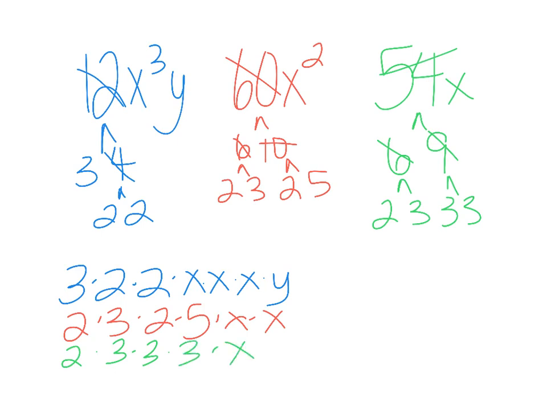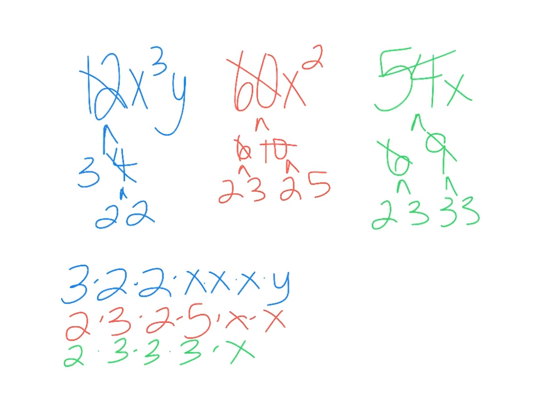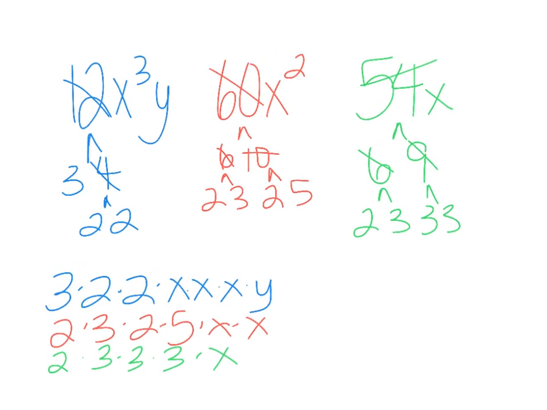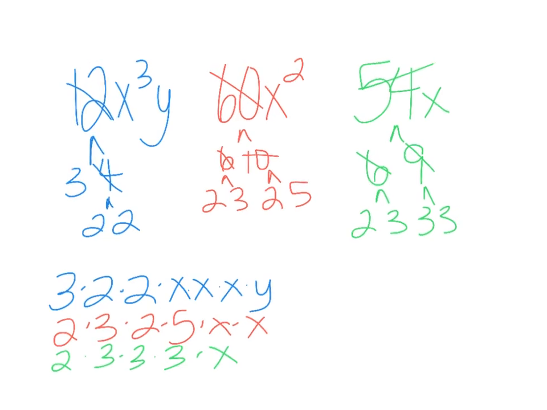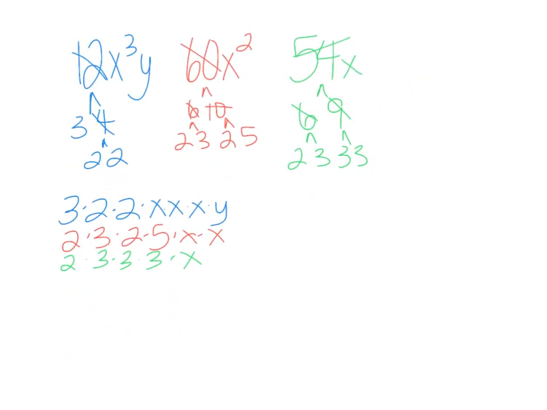So once these are all broken down, we want to look to see what they have in common. So remember, GCF is the greatest common factor. So in the video for the notes, I had said look to see what they all have. So all three of them have a 3. All three of them have a 2. And all three of them have a single x.